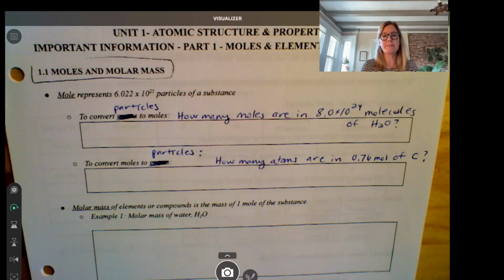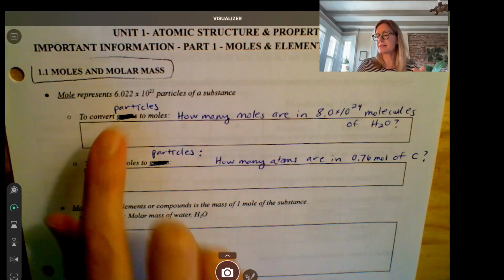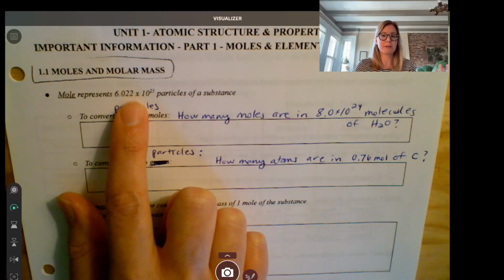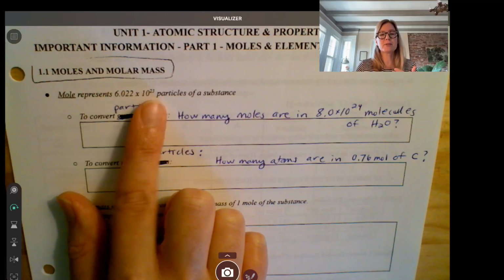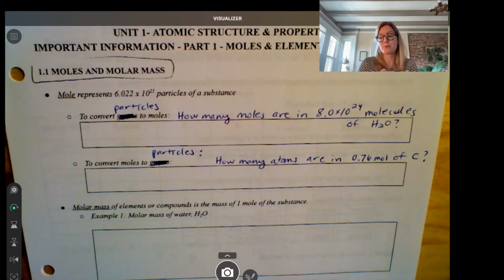So 1.1 is about moles and molar mass. As you learned in chemistry, a mole is a number of things. Just like if you have a dozen donuts, that's 12 donuts. Or if you have a pair of shoes, that's 2 shoes. If you have a mole of atoms, that's 6.022 times 10 to the 23rd atoms. So this is obviously a very big number. The reason it's so big is because atoms and molecules are so small.